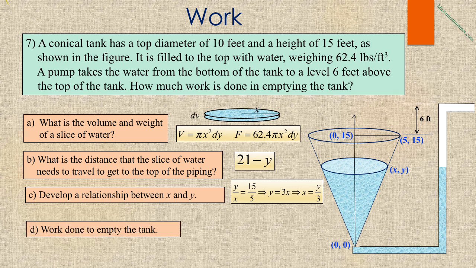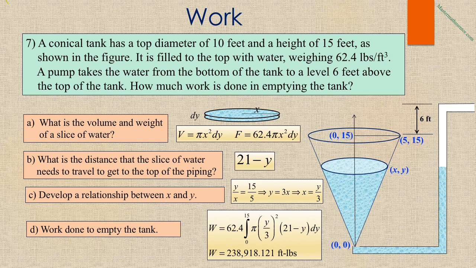So finally, we are ready to write our integral to represent the work done to empty the tank. Work done will simply be an integral of force times distance. So we have W is equal to 62.4 times the integral from 0 to 15 of pi (y over 3) squared times (21 minus y) dy. We'll do all that work on the calculator to get 238,918.121 foot-pounds.